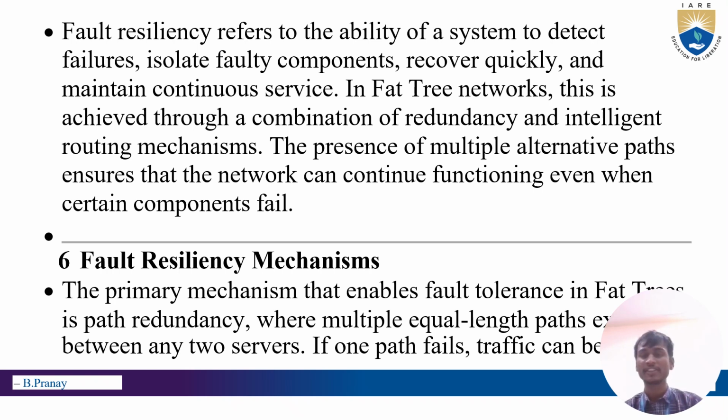Now I would like to discuss the core concept, fault resiliency. Fault resiliency refers to the ability of a system to detect failures, isolate faulty components, recover quickly, and maintain continuous service. In fat tree networks, this is achieved through a combination of redundancy and intelligent routing mechanisms. The presence of multiple alternative paths ensures that the network can continue functioning even when certain components fail.